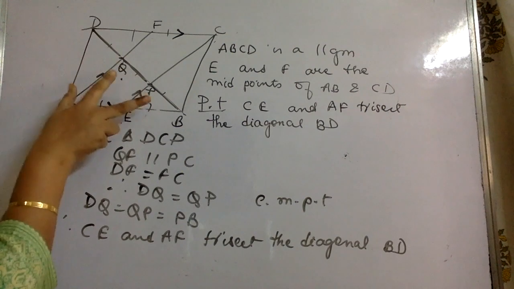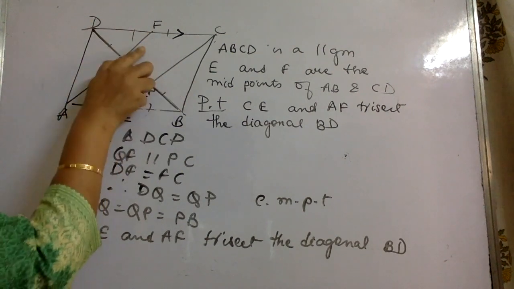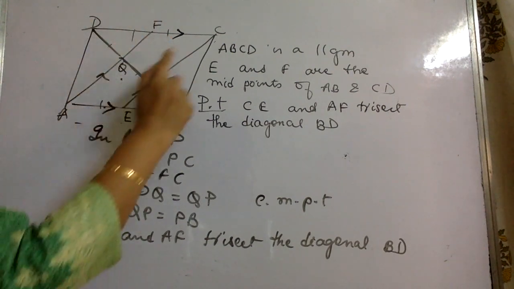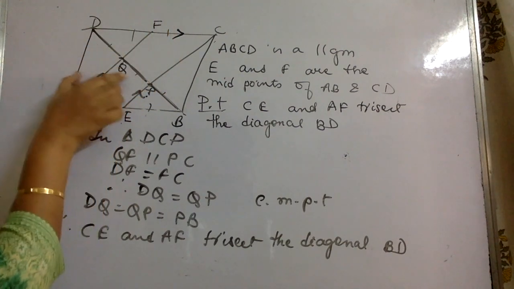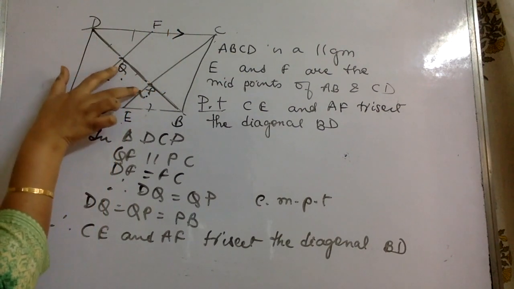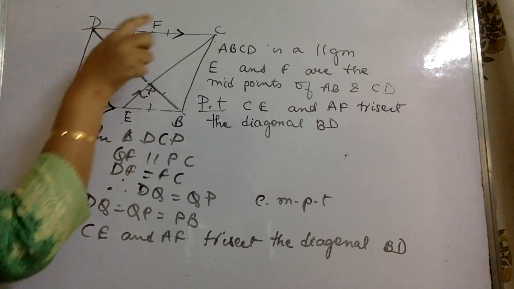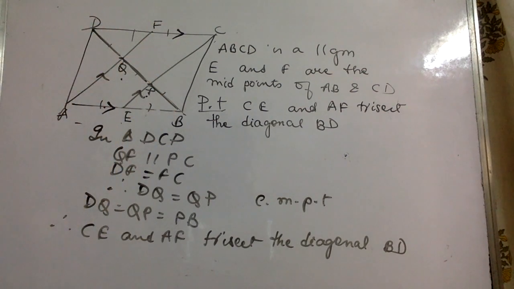Coming to the next part, this line is already parallel to this because it's a continuation here. Okay, and this is already the midpoint, therefore Q is the midpoint. So this part is equal to this part is equal to this part. These two lines trisect the parallelogram. Okay, so let's see the next sum now.